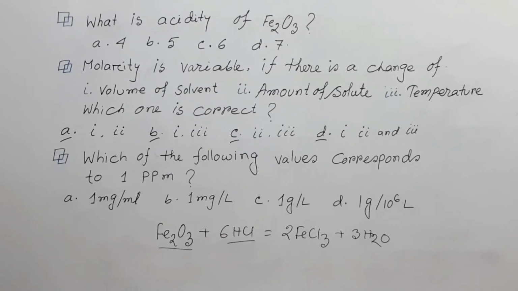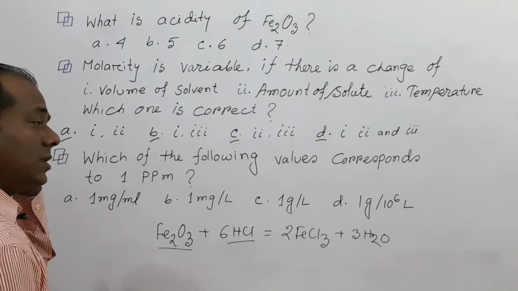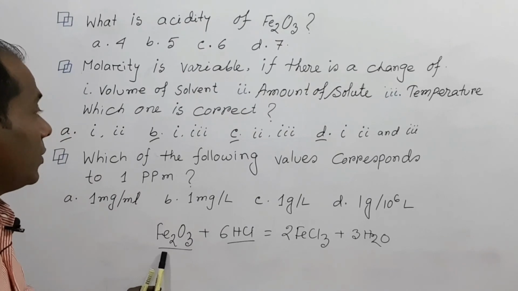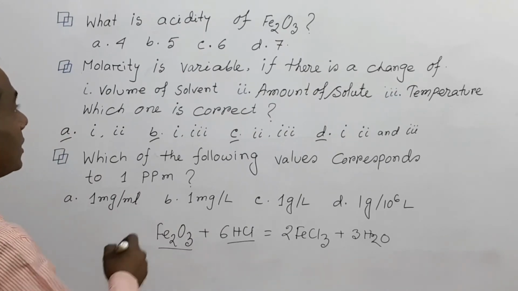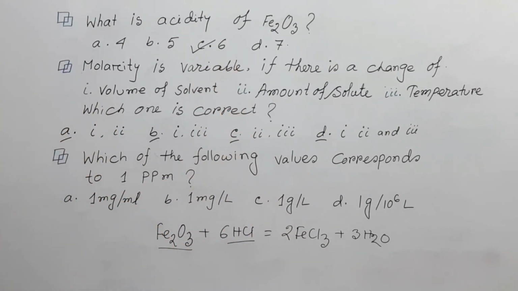Students, what is the acidity of ferric oxide? Option A 4, B 5, option C 6 and option D 7. My dear students, if ferric oxide reacts with hydrochloric acid, then 6 mole hydrochloric acid reacts with 1 mole ferric oxide. Here 6 mole hydrochloric acid reacts with 1 mole ferric oxide, so we can say that the acidity of ferric oxide is option C, 6.